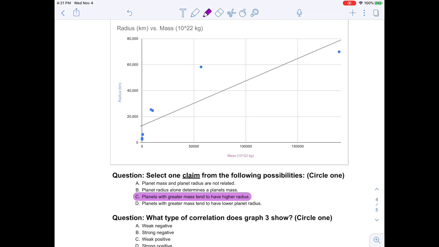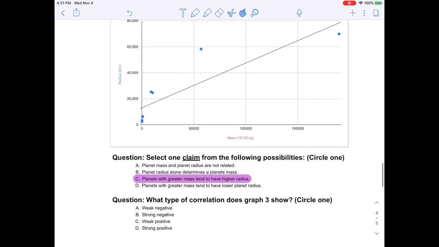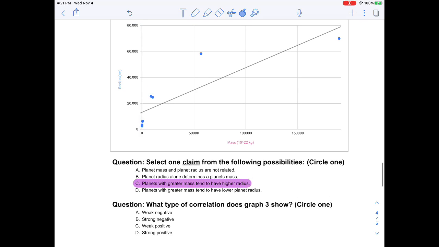And then the last question on here is, what type of correlation is this? So is it a weak negative, strong negative, weak positive, or strong positive? So we can see here that this is a positive trend line. It is headed up. It has a positive slope. And the data points really aren't close to our trend line. So I'm going to select weak positive, C, as the correct answer. And that's it for this assignment. So now I just need to turn it in.